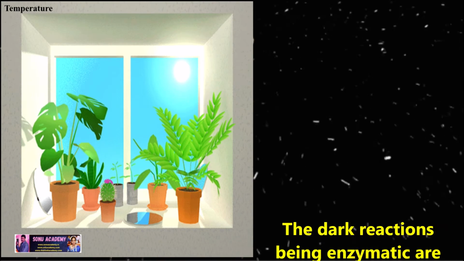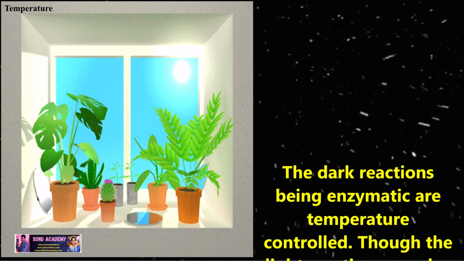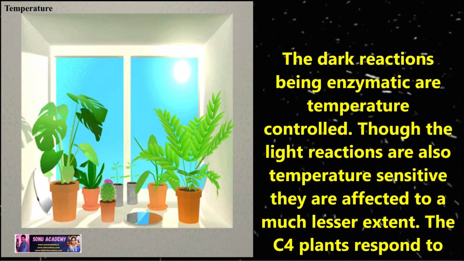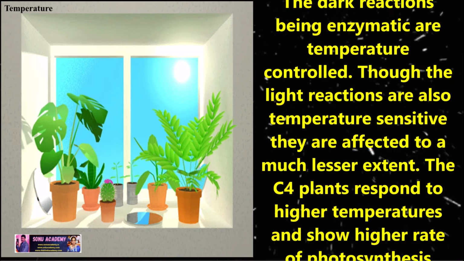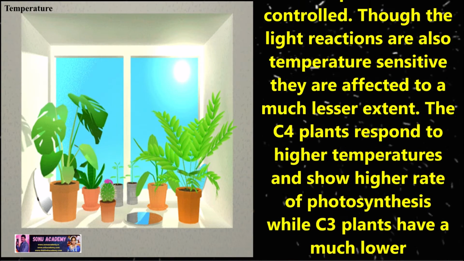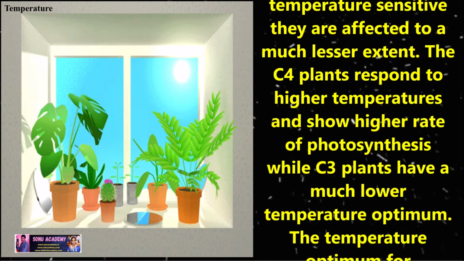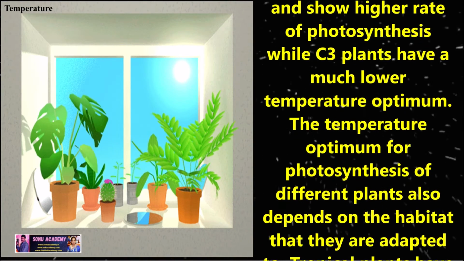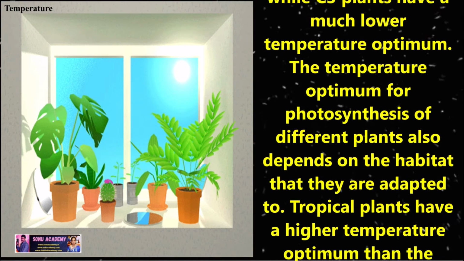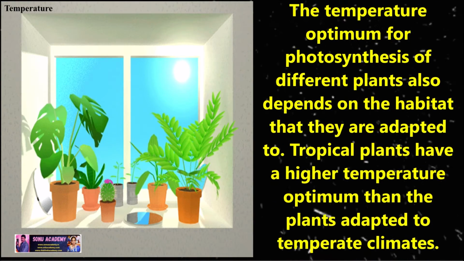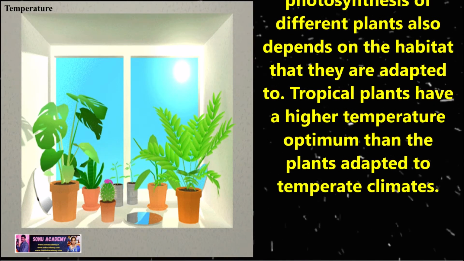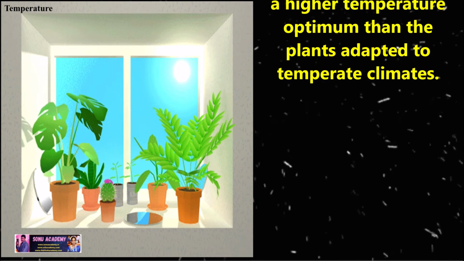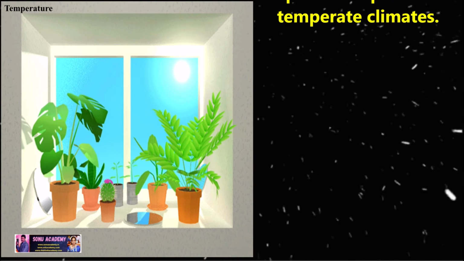Children, now let us discuss temperature. The dark reactions, being enzymatic, are temperature controlled. Though the light reactions are also temperature sensitive, they are affected to a much lesser extent. The C4 plants respond to higher temperatures and show a higher rate of photosynthesis, while C3 plants have a much lower temperature optimum. The temperature optimum for photosynthesis of different plants also depends on the habitat that they are adapted to. Tropical plants have a higher temperature optimum than the plants adapted to temperate climates.